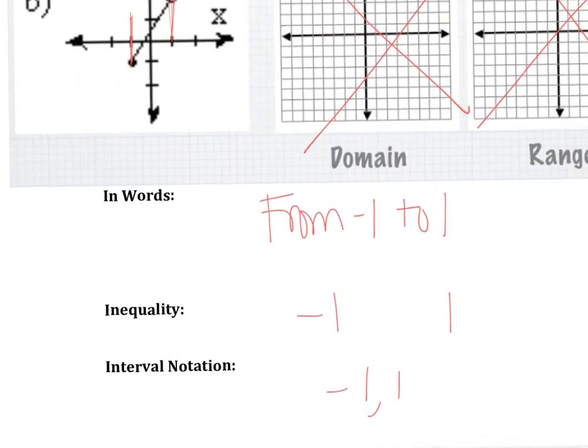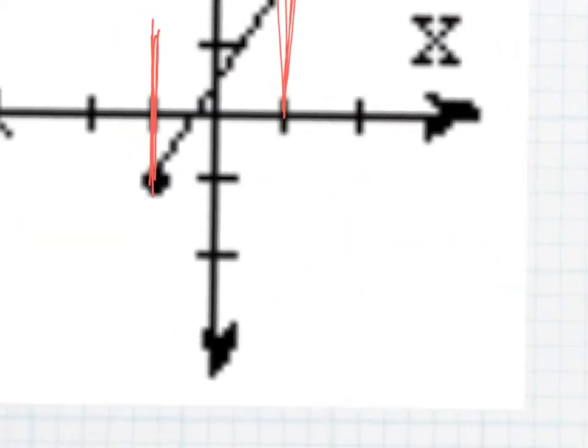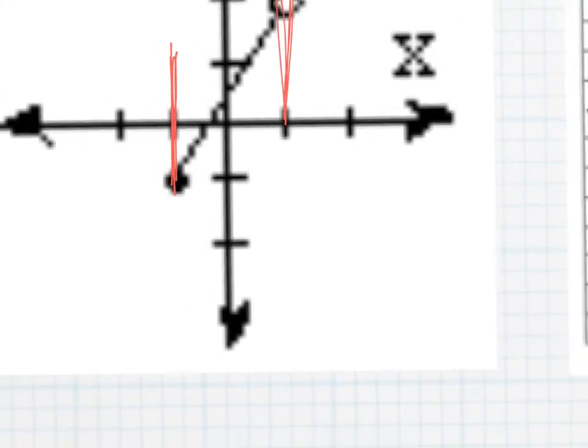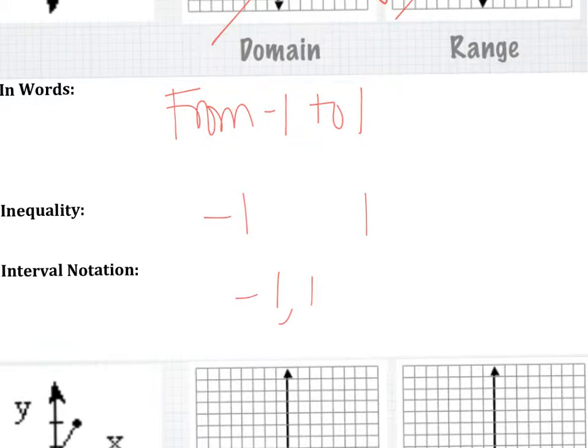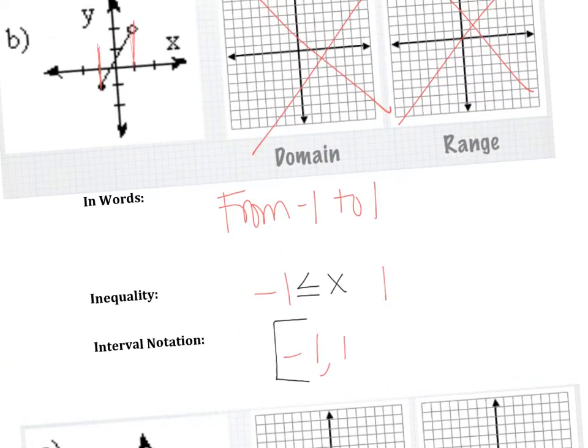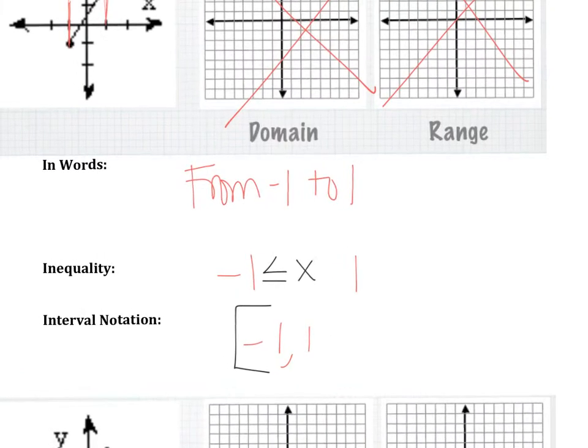So for the inequality and the interval, we need to look, is it open or closed? So at -1, we have a closed point. So that's going to get represented with a less than or equal to symbol, and then a bracket, because it's less than or equal to -1. For the 1, if we zoom in, it is an open point, so that's going to be a parenthesis and a less than symbol. So parenthesis and less than.